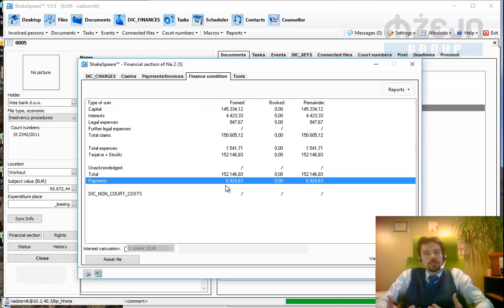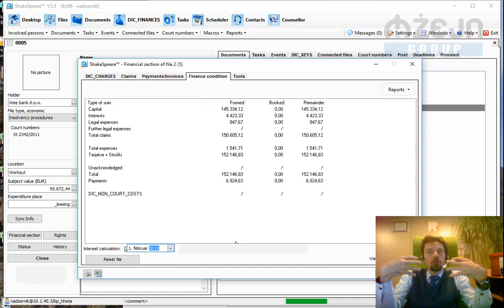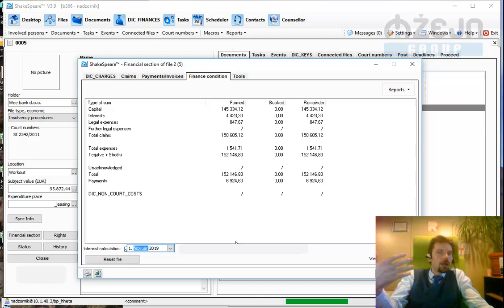We also have a simulation, so we can say, please calculate this particular case for the 1st of February 2019, and we can simulate all the interests for the future also. Why is this useful? Let's say that we go on vacation for 1 or 2 months, and when we return we go directly to the court, and we would like to prepare all the court documentation together with the interests, what will be on this given date in the future, the total financial overview of this individual case.